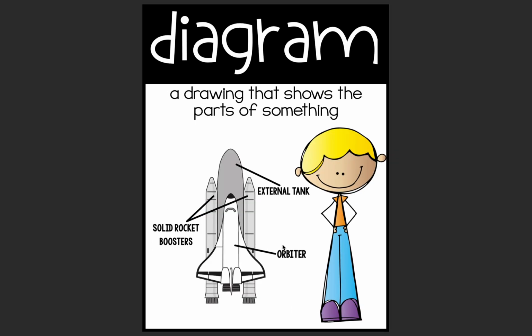A diagram. So a diagram is a little bit different. It's a drawing that shows the parts of something. So here is a rocket ship, a spaceship, and here is the external tank here. And this is showing the solid rocket boosters, and the orbiter is right here. So that's what a diagram is.